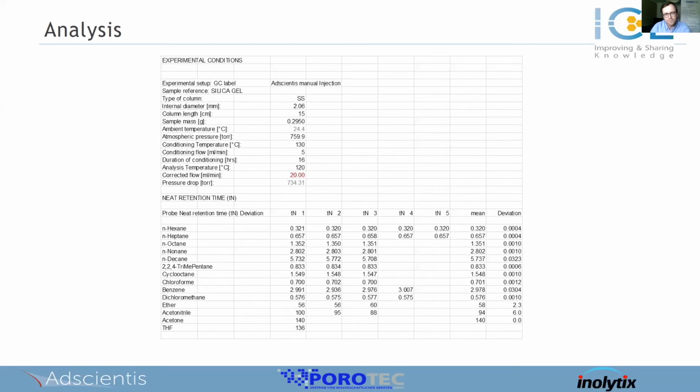For this data sheet, it looks very good as the retention times are very reproducible at various injections and molecules. We have very low deviations for the alkanes, and also the polar probe molecules do not deviate that much.